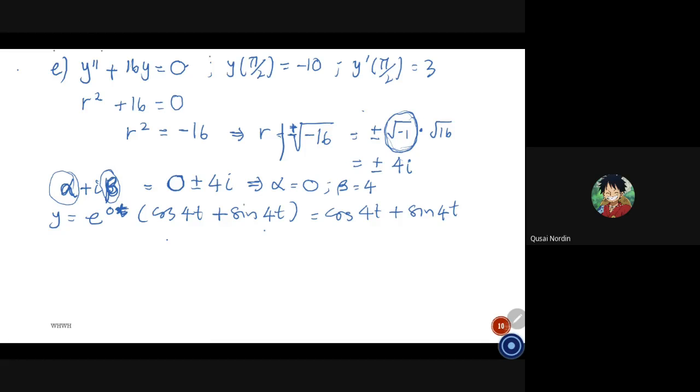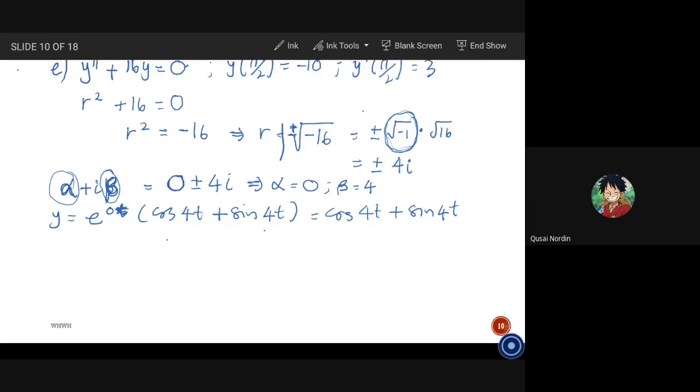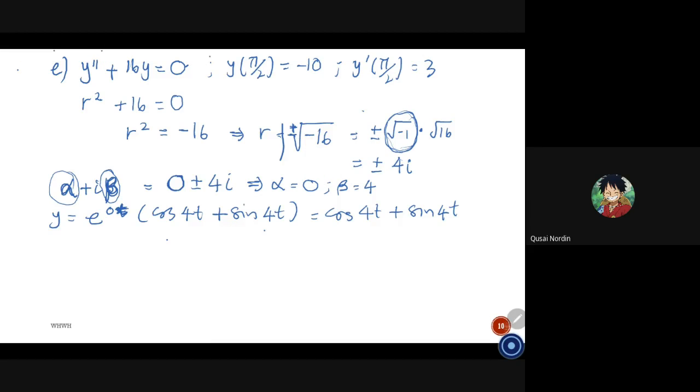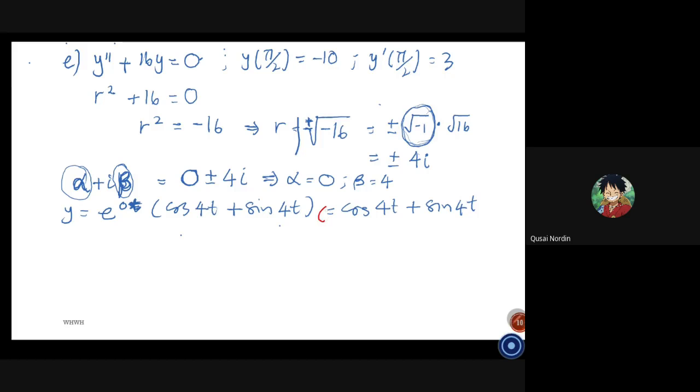I left something out. What did I leave out now, class? Can you tell me what I left here? My solution is missing something. C1, C2. Yes, correct. I left out C1 and C2. So this one should have C1 cos 4t plus C2 sin 4t. This one should also have C1 and C2. Okay, so let me write it neatly here. y equals C1 cos 4t plus C2 sin 4t.